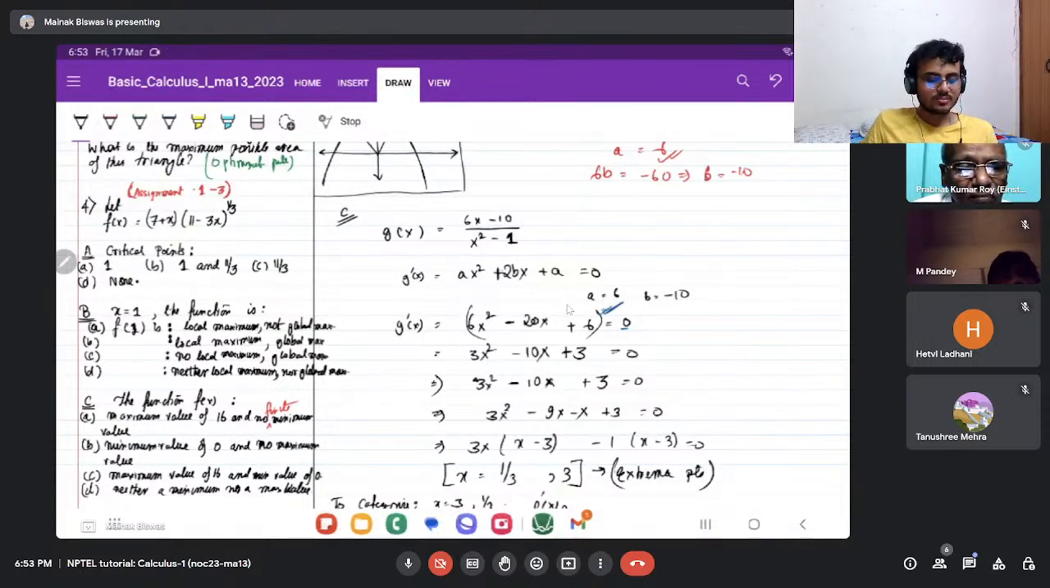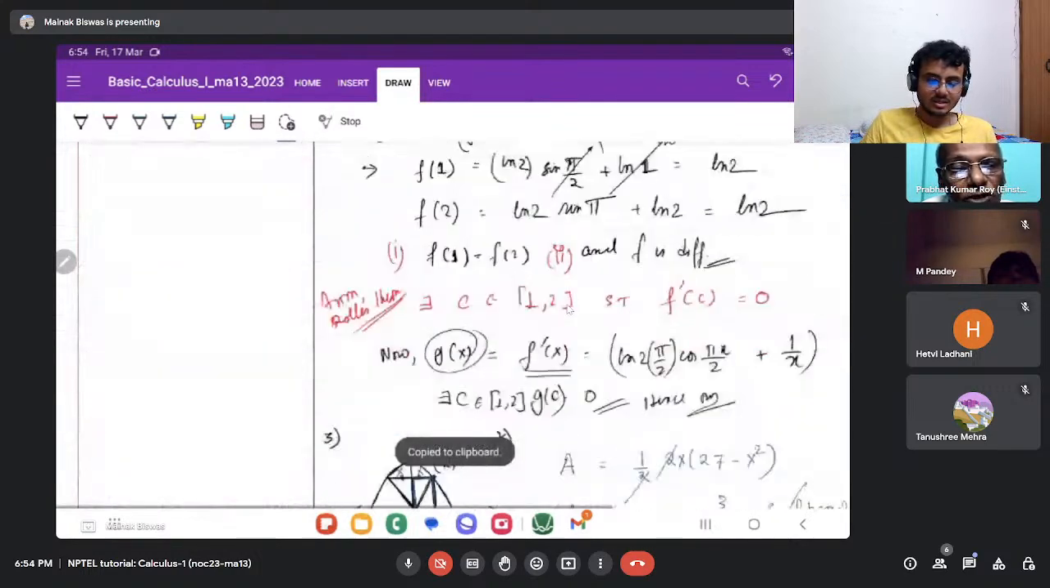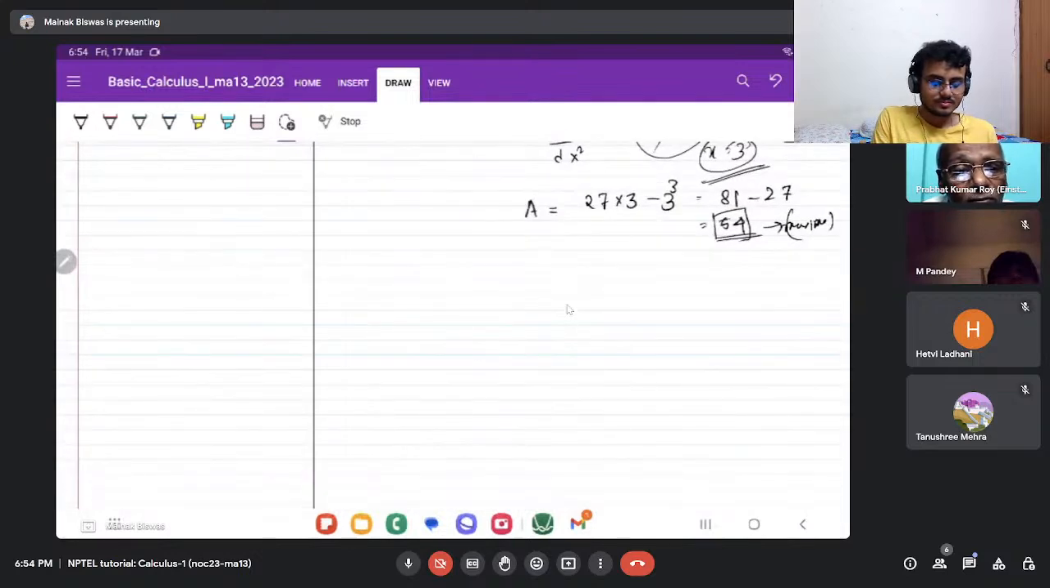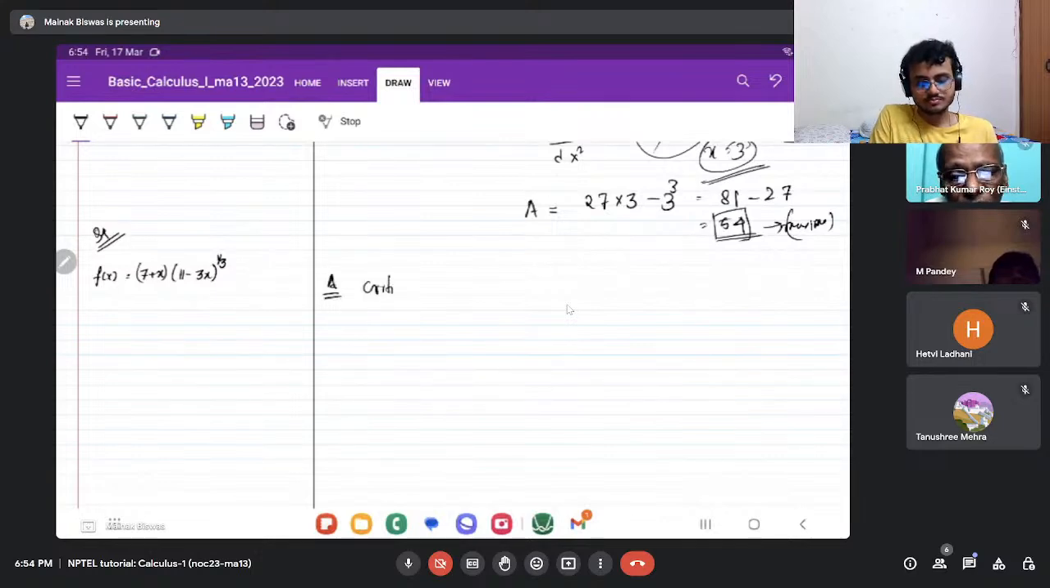It's asked, what are the critical points? This is question number 4, part A. Let's keep the derivatives on the left hand side, it will be easier. So what rule will we use to find the derivative? Use the UV rule.